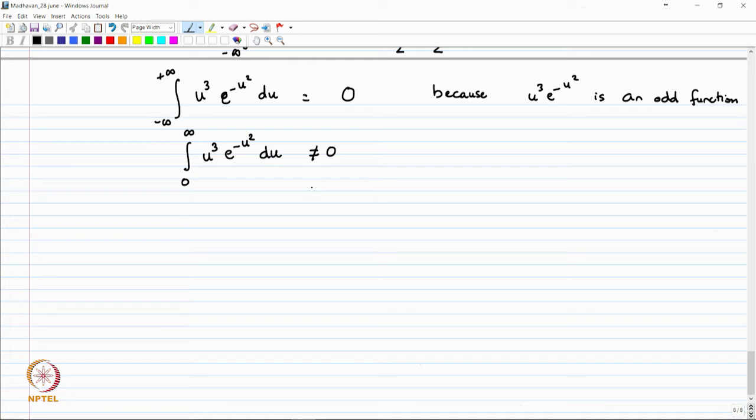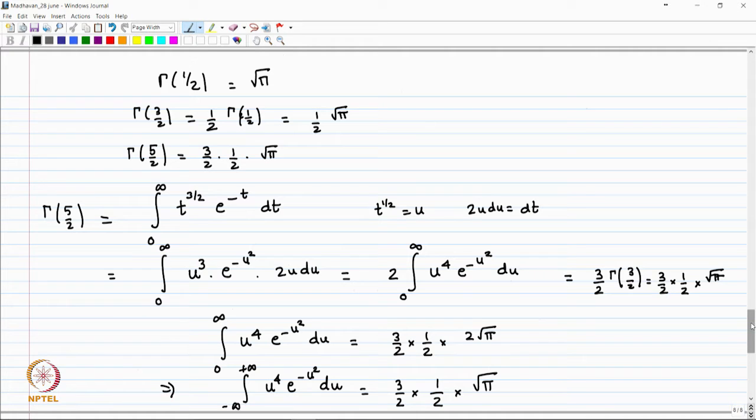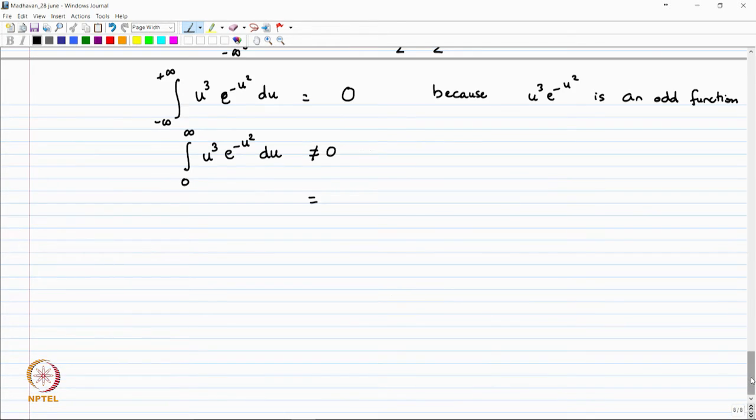This is equal to, you can use the same method in terms of gamma functions. So, what you will do is go backwards. What we did here was go from a gamma function to an integral of a Gaussian. Here we will do exactly the same thing, but in the opposite order. So, you put u square equal to t, and u equal to t raised to half, du equal to half t raised to minus half dt.